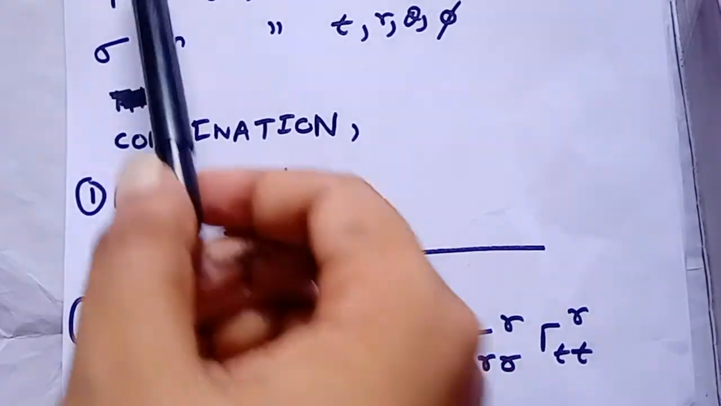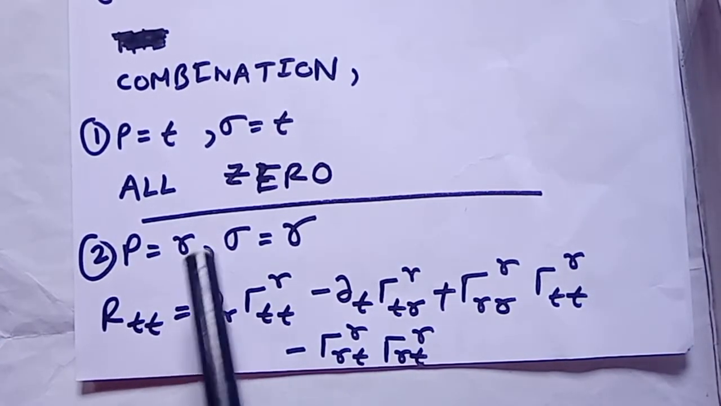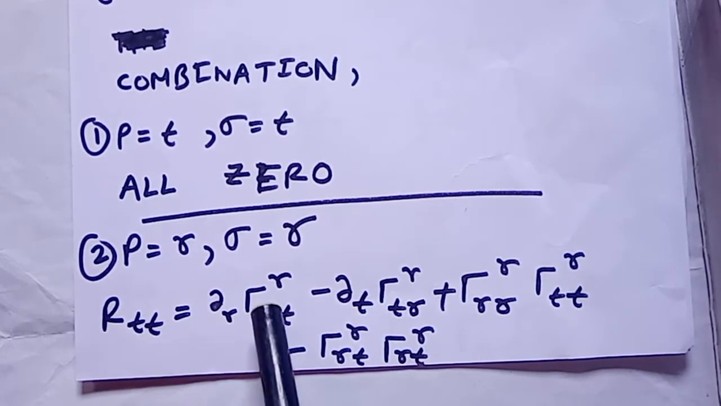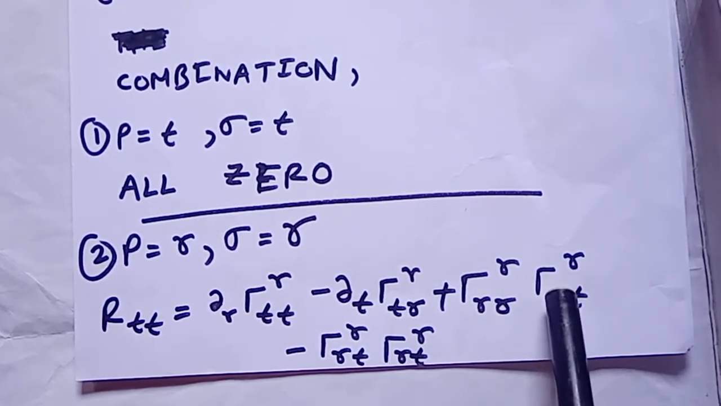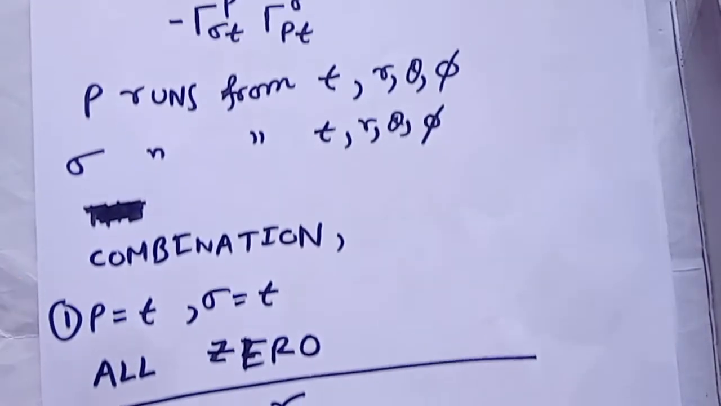The first combination is rho equal to t and sigma equal to t. When we put rho equal to t and sigma equal to t in R_tt, all components cancel each other and we have a zero component of R_tt. Now the second combination, rho equal to r and sigma equal to r, for the Ricci tensor R_tt, we have del_r Gamma^r_tt minus del_t Gamma^r_tr plus Gamma^r_rr Gamma^r_tt minus Gamma^r_tr Gamma^r_rt. Then we have the Ricci component.